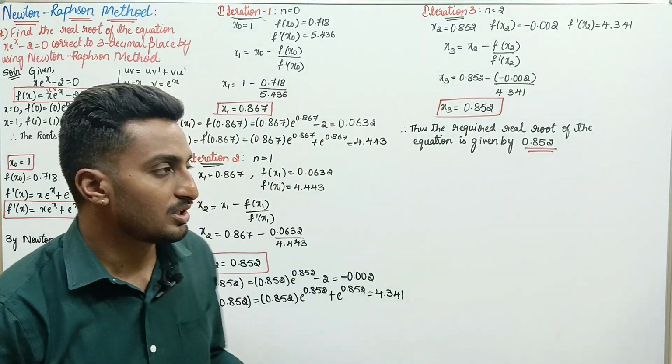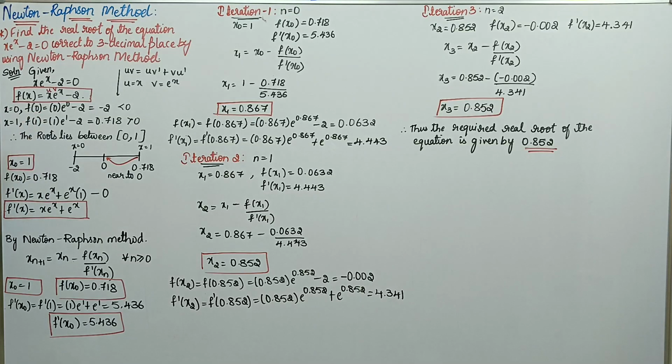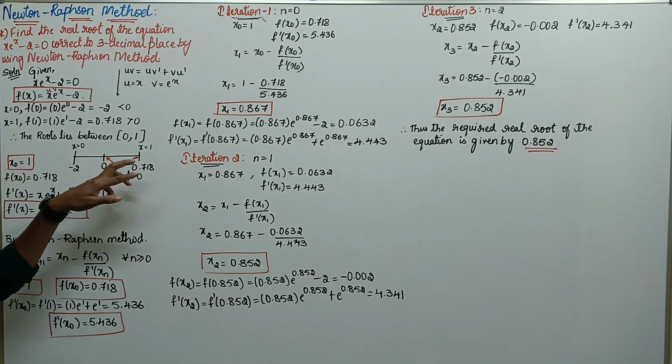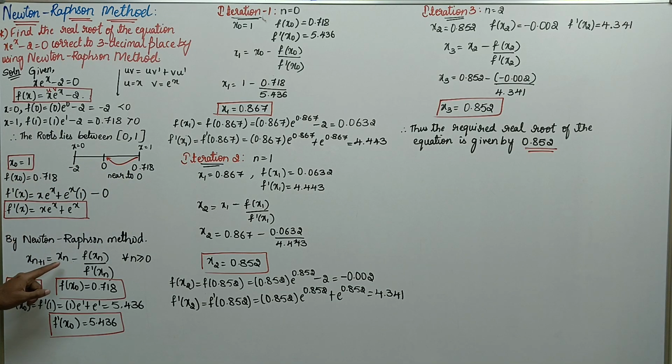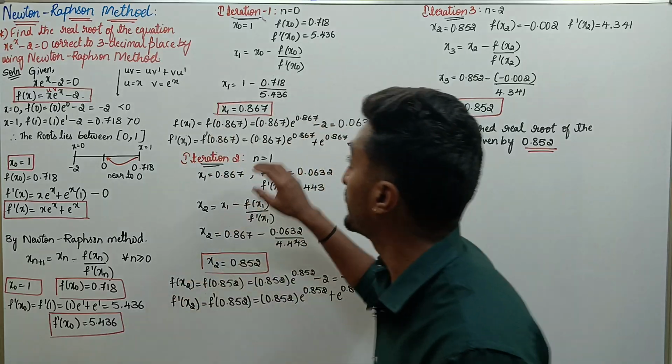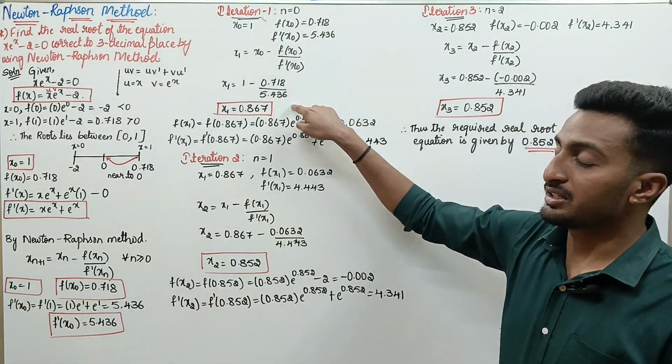First, what we are supposed to do: consider the equation equal to 0, represent the equation as f of x, then consider the roots starting from 0 to 1. Then we find xn plus 1 equal to xn minus f of xn by f dash of xn. We need f dash of xn, so I have differentiated the function with respect to x, and we have got f dash of x as x e power of x plus e power of x. Now considering this term, we substitute and represent the condition, that is x naught, f of x naught and f dash of x naught. Considering these three terms, we represent the first iteration and the value of x1.